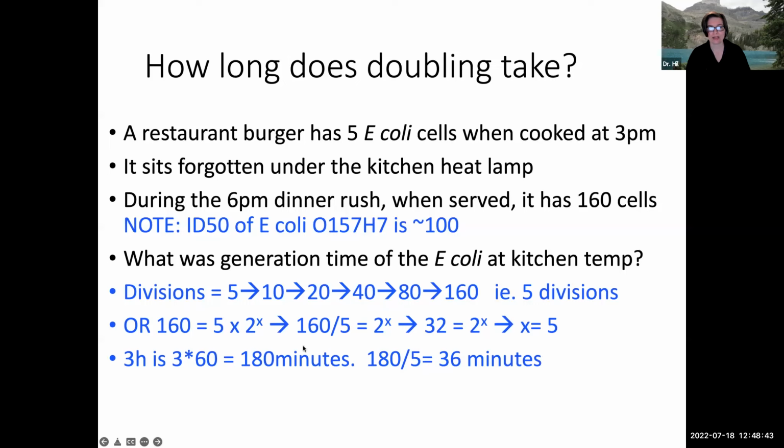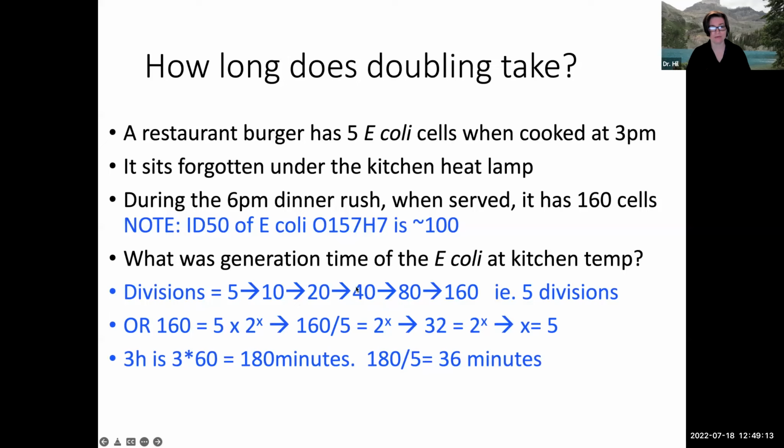Now, another way to do that is with this equation, right? We could say our ending number is 160, our starting number is 5, 2 to the power of x. We're trying to solve for x first. 160 divided by 5 is equal to 2 to the power of x. 32 is equal to 2 to the power of x. What does x have to be in order for 2 to the power of that number to be 32? 2 to the power of 5 is 32. So you could do it that way. For this, you would need a calculator that allows you to solve for exponents.